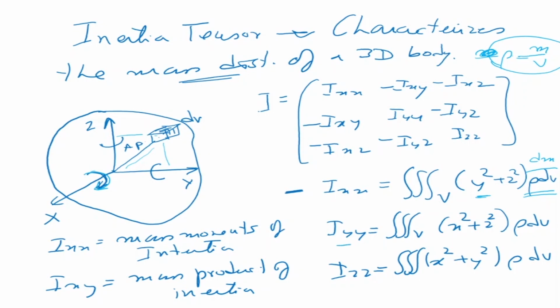Similarly, if you look at the y-axis, it's the same thing. If you're rotating about the y-axis, what is the distance of this elemental mass from the x-axis and the z-axis? That is the amount of energy that is required. Similarly, for rotation about the z-axis, what is the distance from the x-axis and y-axis? That much energy is required. So this characterizes the mass distribution of a body. Depending on which axis it is rotating about, you'll require that much energy. Now what about the cross moments?